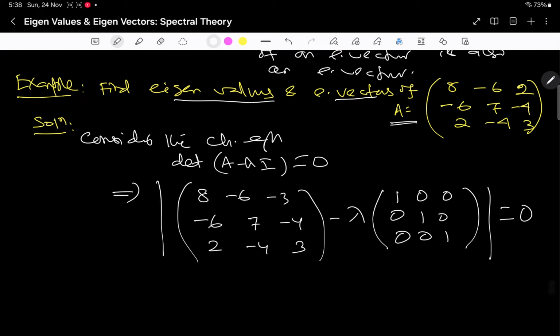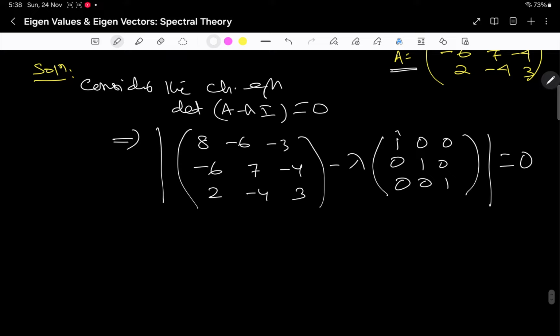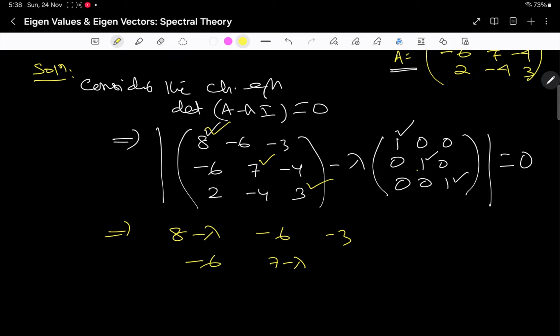This determinant is equal to 0, which means this is my lambda, this is my lambda, and this is my lambda. So only on the diagonal, this lambda will be subtracted, is it not? So here 8 minus lambda, minus 6, 2; minus 6, 7 minus lambda, minus 4; 2, minus 4, 3 minus lambda. This determinant is equal to 0.